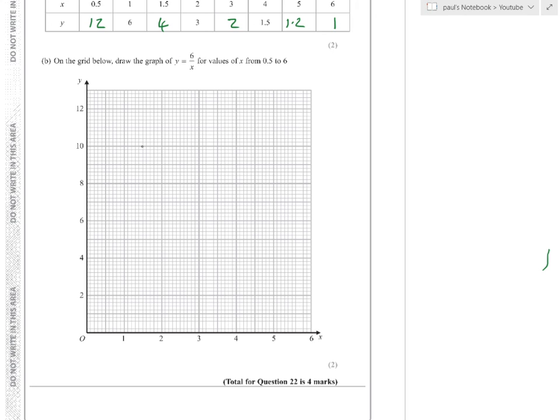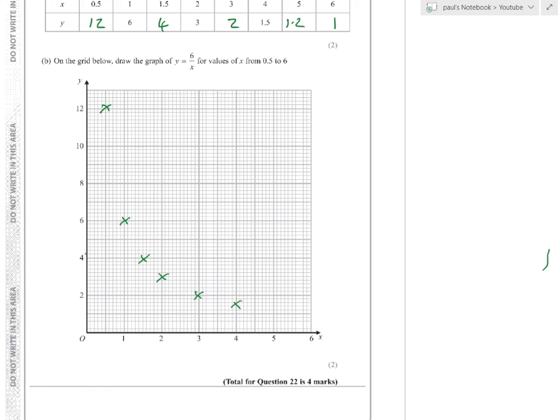So let's plot this. So x is 0.5 and y is 12, so there. X is 1 and y is 6. I wonder what sort of shape this is. X is 1.5 and y is 4. X is 2 and y is 3. Big curve, isn't it? X is 3 and y is 2. X is 4 and y is 1.5.